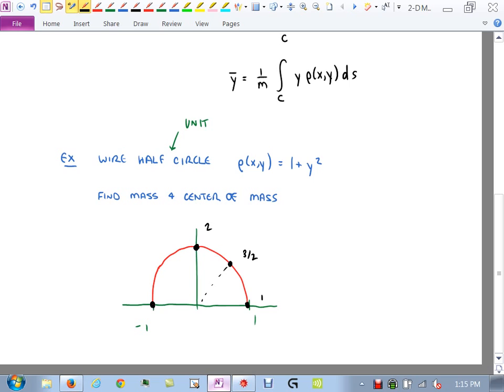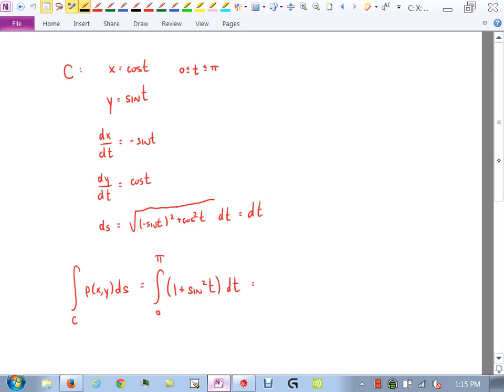Okay, let's find the mass. The first thing we have to do is find the parametric equation of the curve itself. The curve is a half circle, right? So the parametric equation is x is cosine t, y is sine t, where t varies between 0 and pi, so that draws the top half circle. Then we need ds, which has the derivatives inside of it. We take the derivative of x with respect to t and of y with respect to t, square them, take the square root, and we just get 1. So ds is dt.